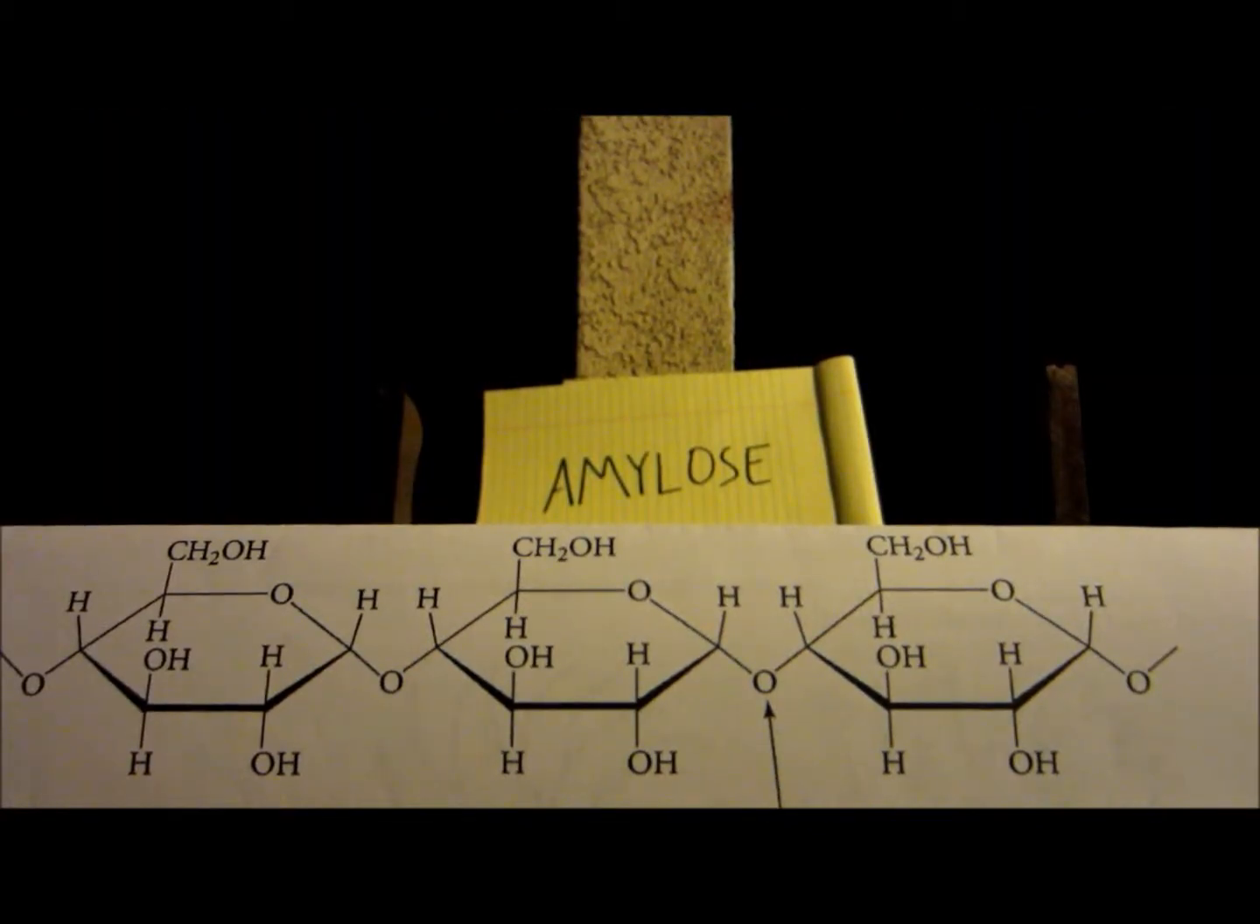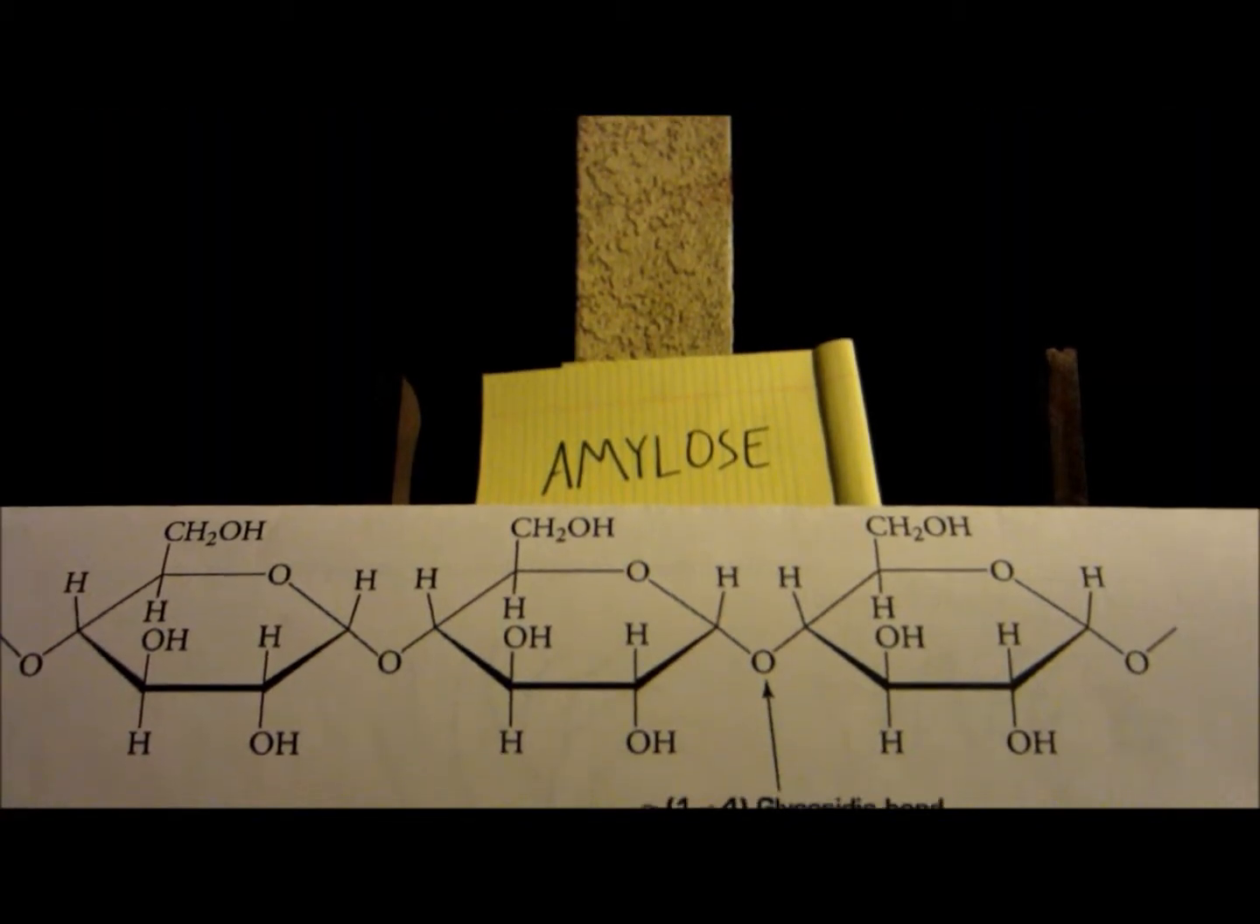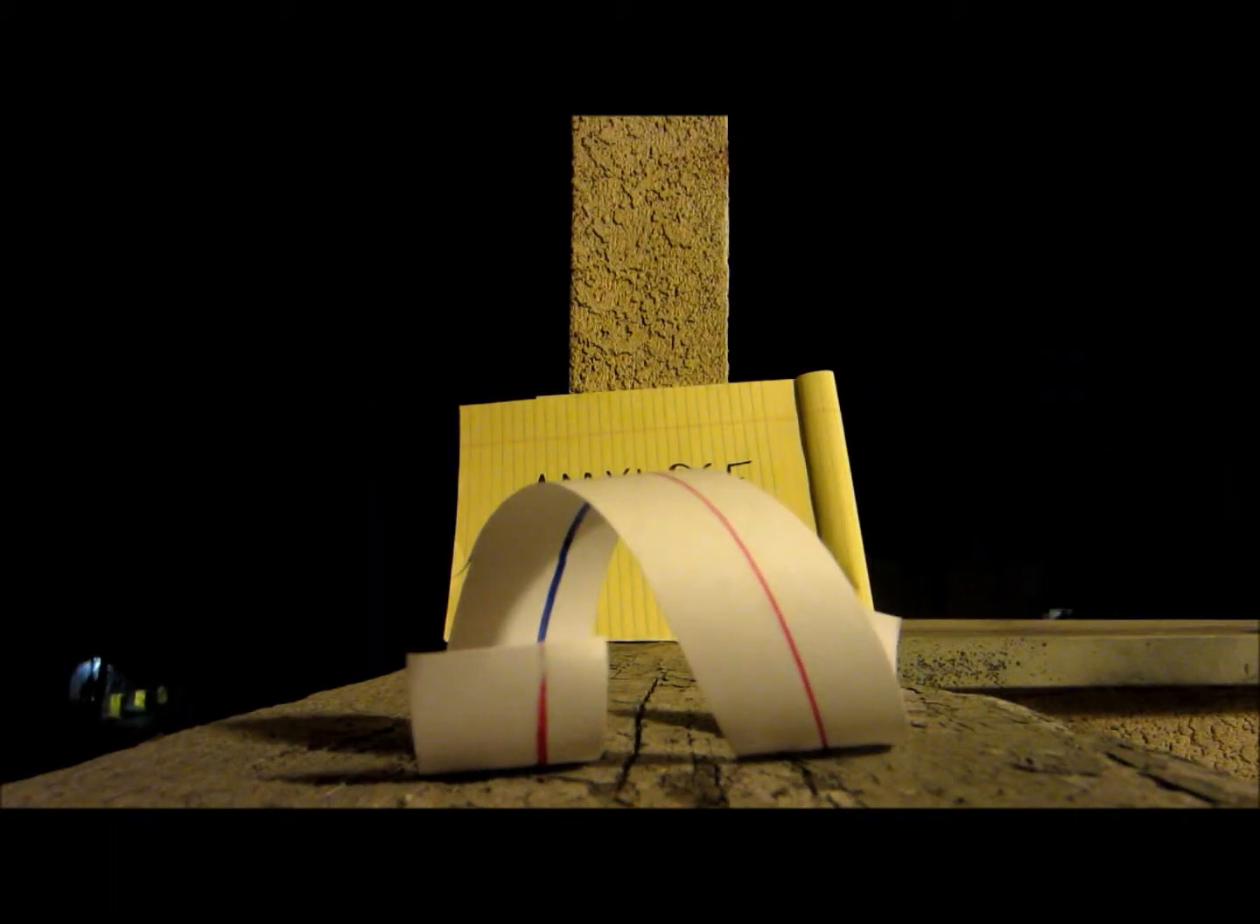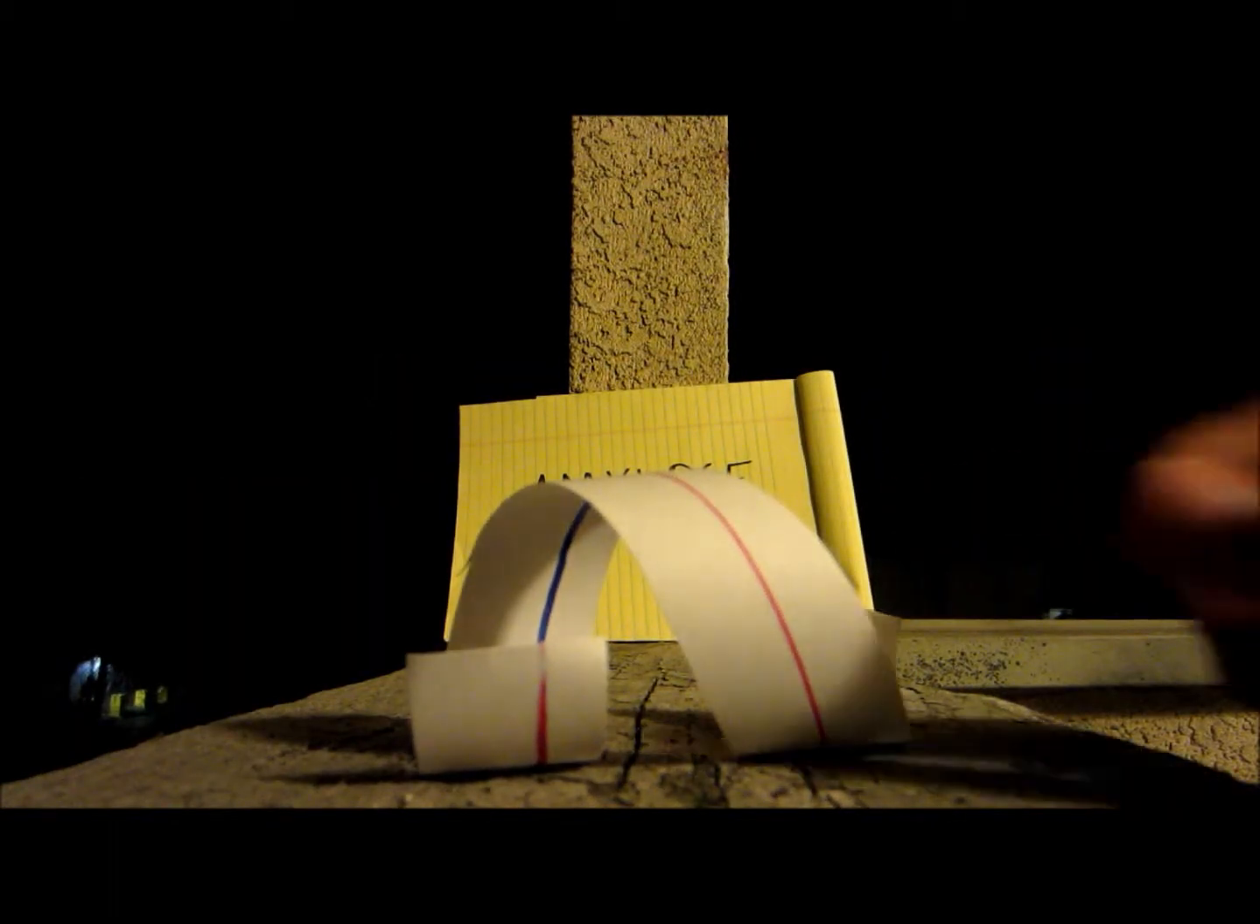Unlike cellulose, amylose is not linear, but coils into a helix. This is an example of a helix structure.